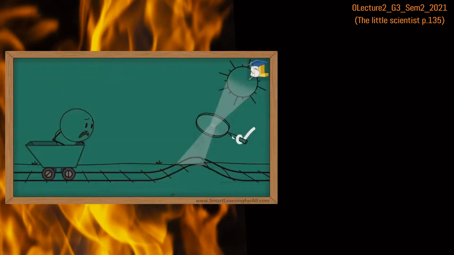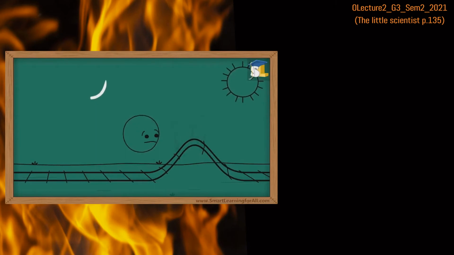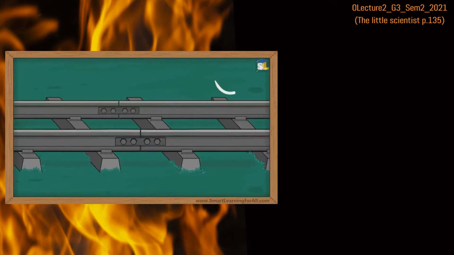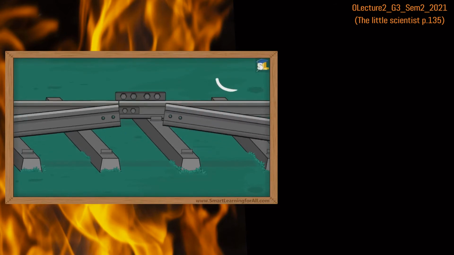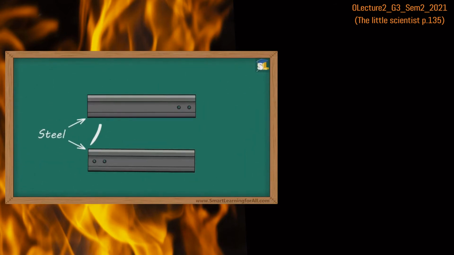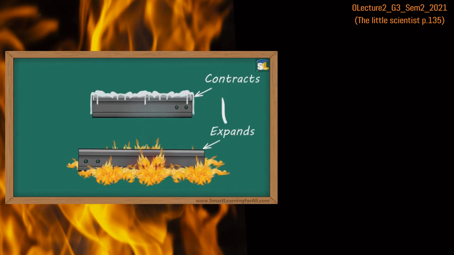Here is another video showing how heat affects solids. Here are the rails of a train. The rails of a train bend when they are heated. The rails of the train are made of metals and they are usually made of steel. Steel is a metal that expands when it's heated and contracts when it's cooled.